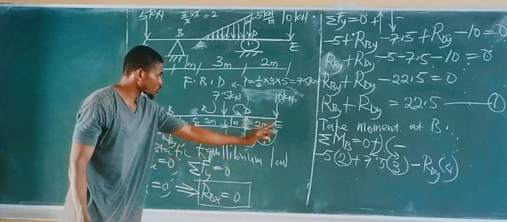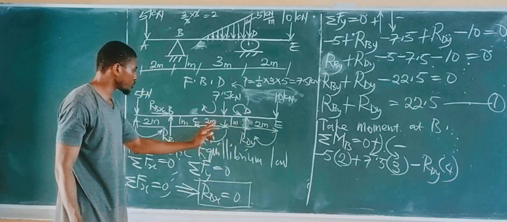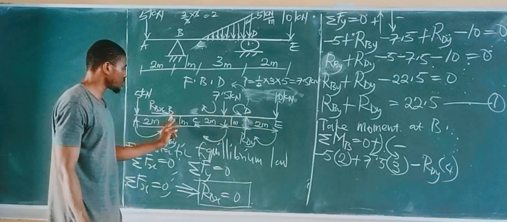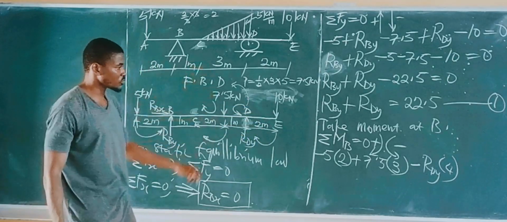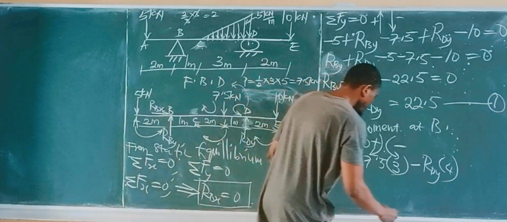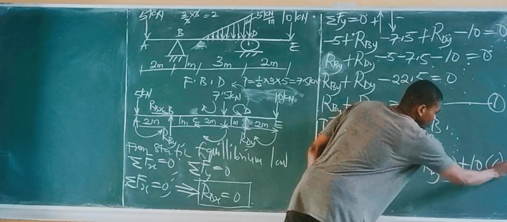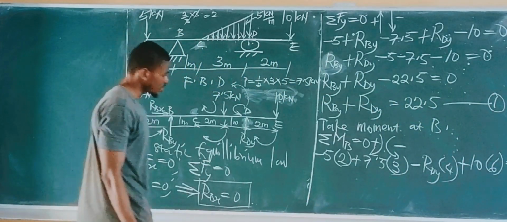The distance it takes this force to get to point B is simply 2 meters plus 1, 3, plus 2, 5, plus 1, 6. So the total distance it takes this force to get to point B is 6 meters, and it is clockwise, so it's positive. So you have plus 10 times 6, and that's the entire sum of moments, equal to 0.